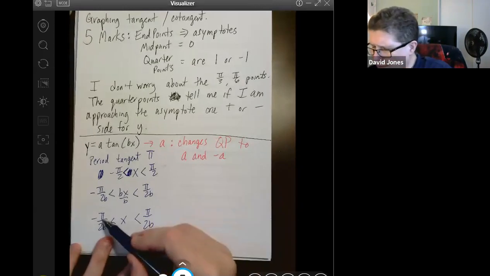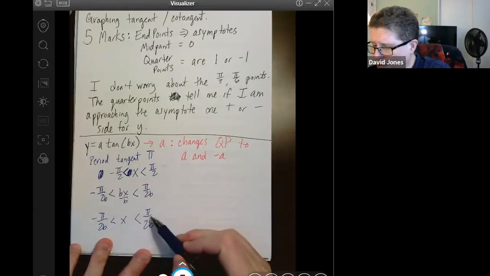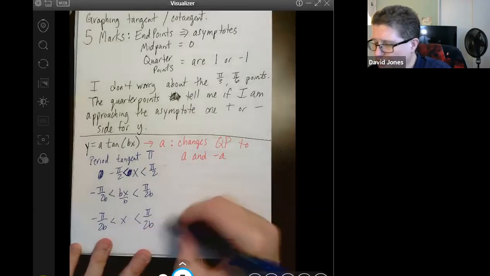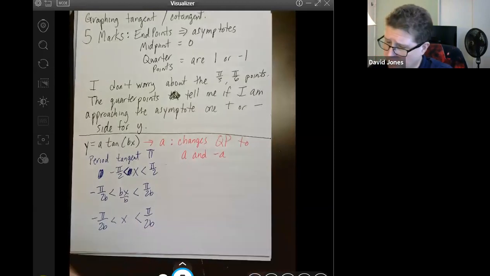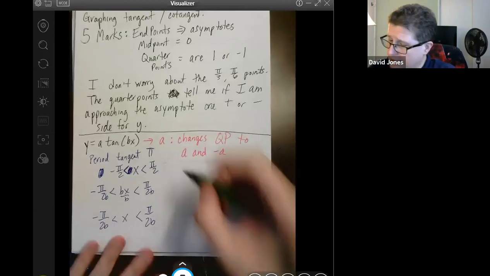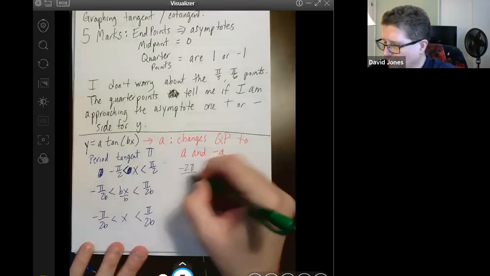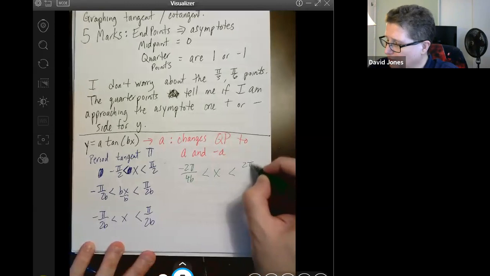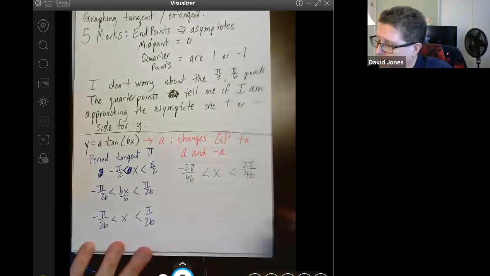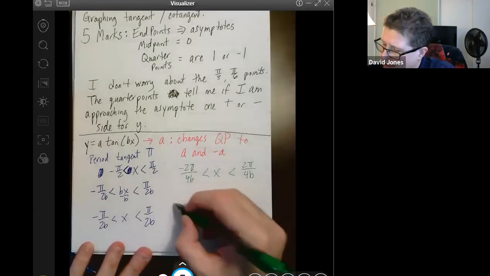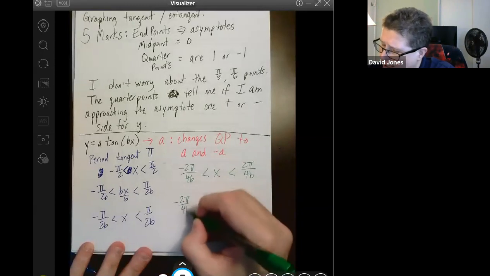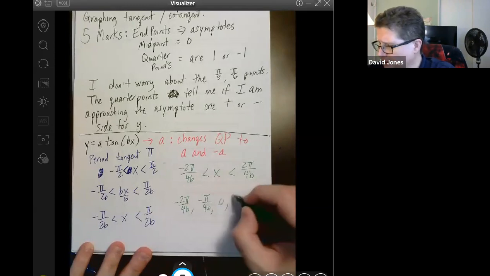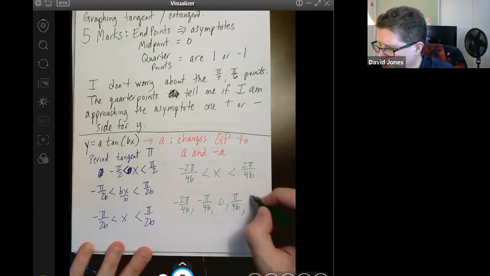Now, I want to be able to break this up into 4 points. I want my quarter points. So I'm going to multiply this by 2 over 2, and I'm going to get this: negative 2 pi over 4b is less than x, which is less than 2 pi over 4b. And that gives me points at negative 2 pi over 4b, negative pi over 4b, 0, pi over 4b, and 2 pi over 4b.